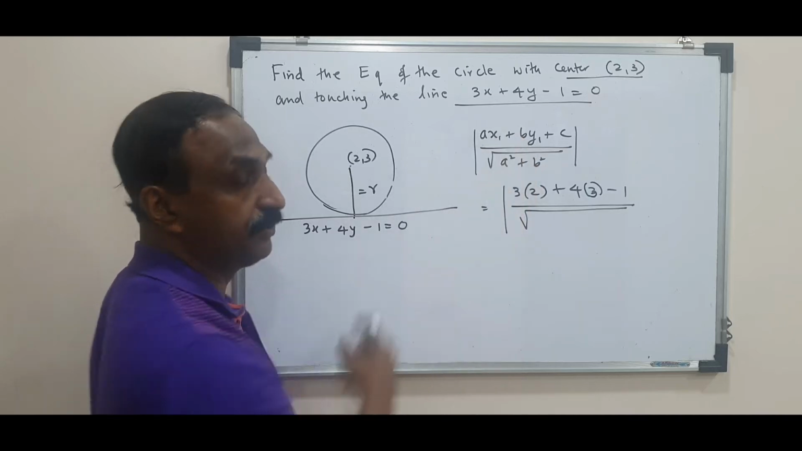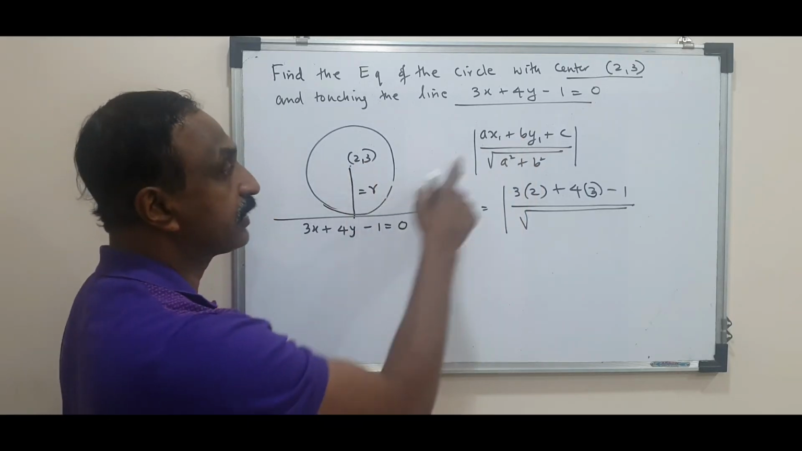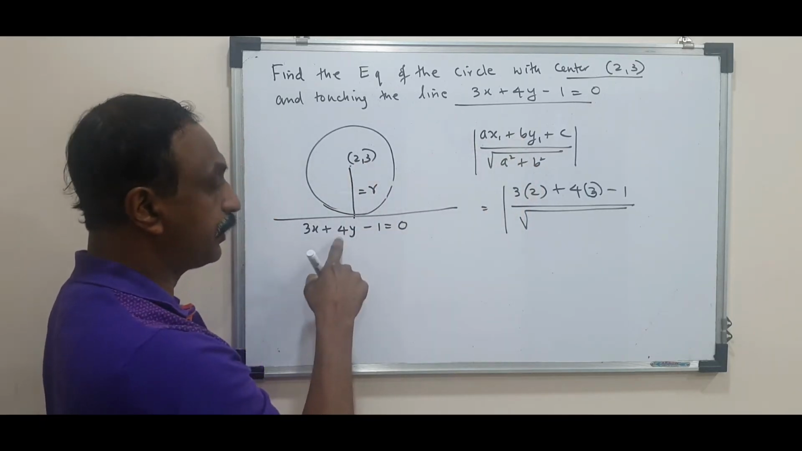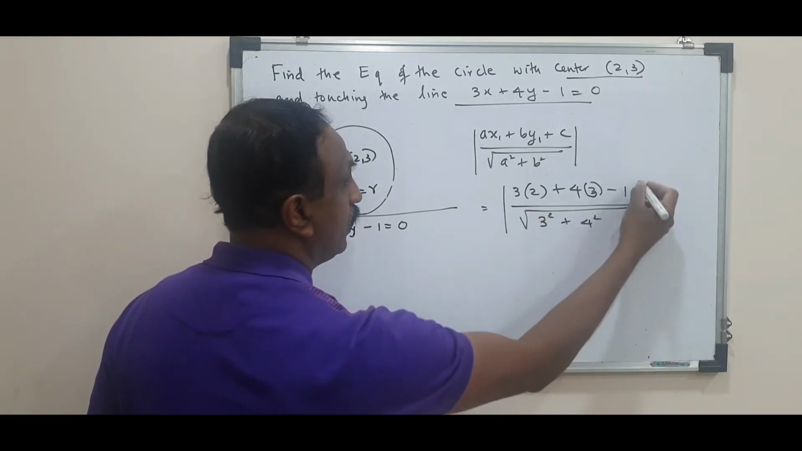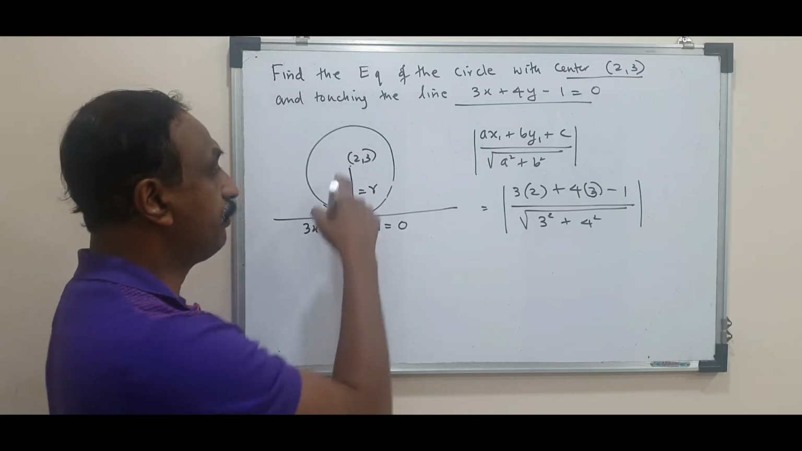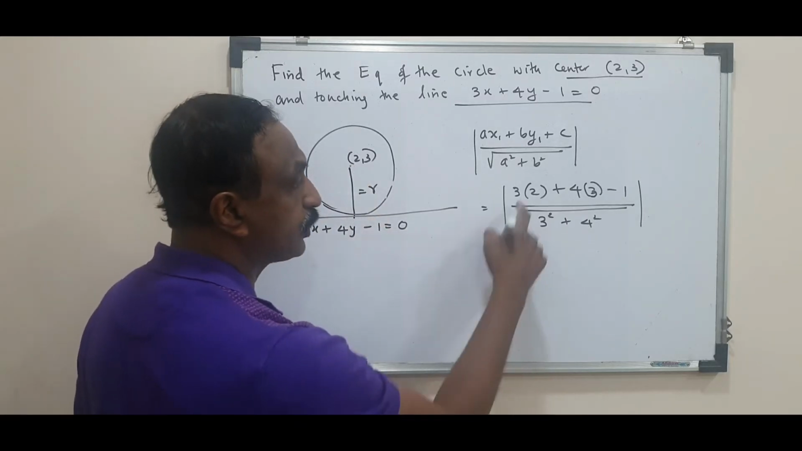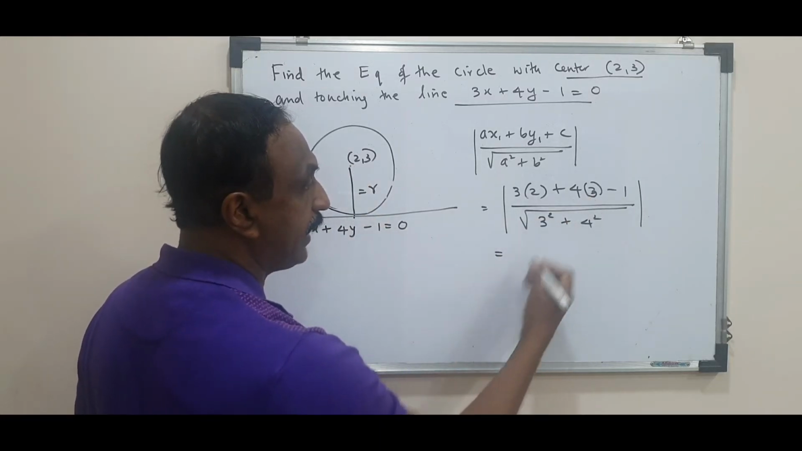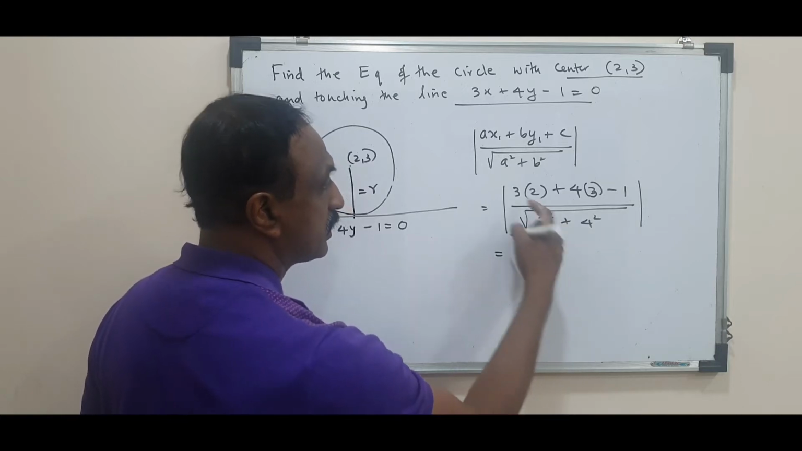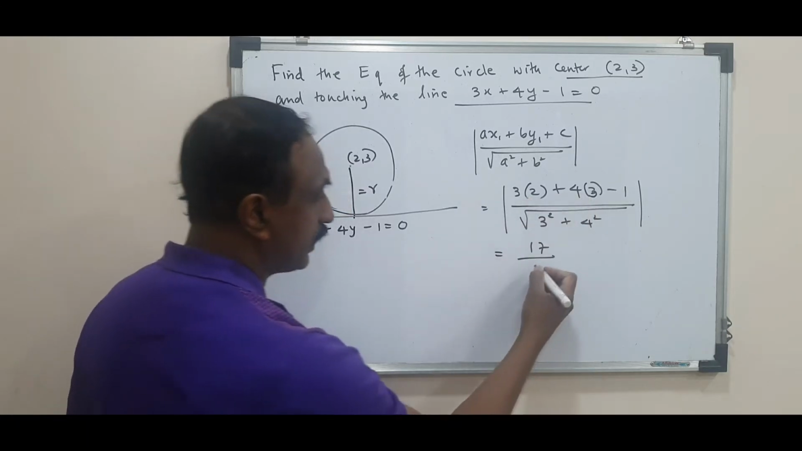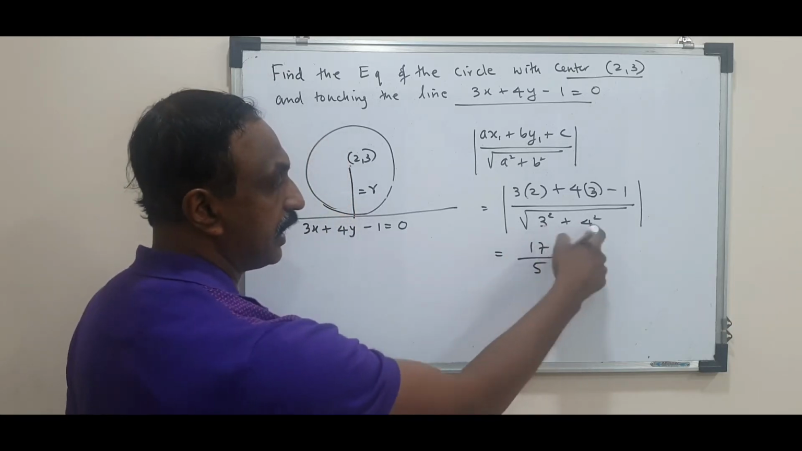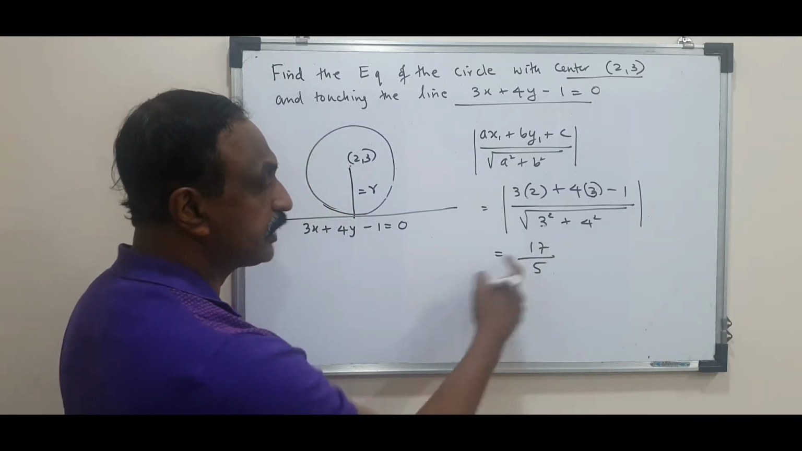What do a and b stand for? They are not the point. They are the coefficients of x and y in the equation. What are the coefficients of x and y? 3 and 4, so root of 3 square plus 4 square. This will be the distance from this point to the line. That gives you 6 plus 12, 18, minus 1, 17, upon 5. Fine. So this is the radius of the circle.